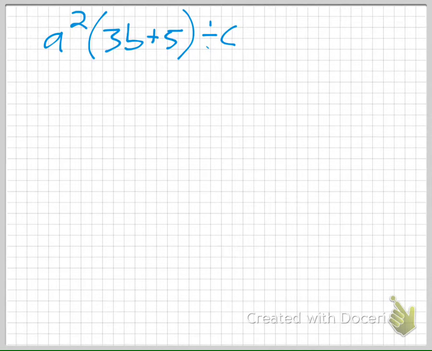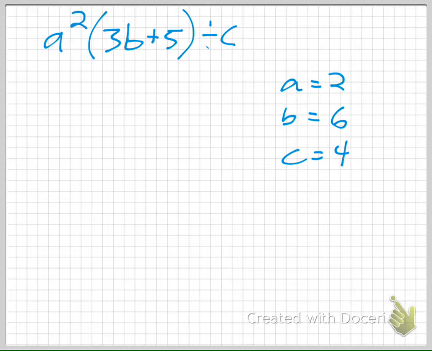Okay. I want you to do one of these for me, and then I'll let you go to lunch. A squared times 3b plus 5 divided by c. And a equals 2, b equals 6, c equals 4. Do that one for me, and then I'll give you your homework.